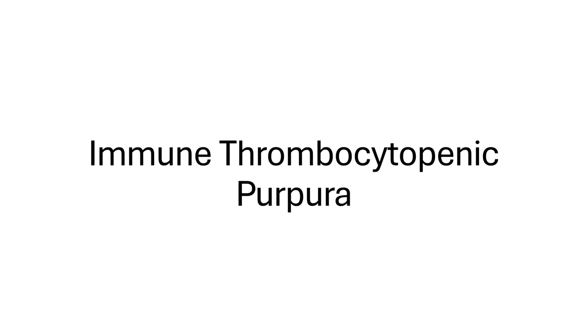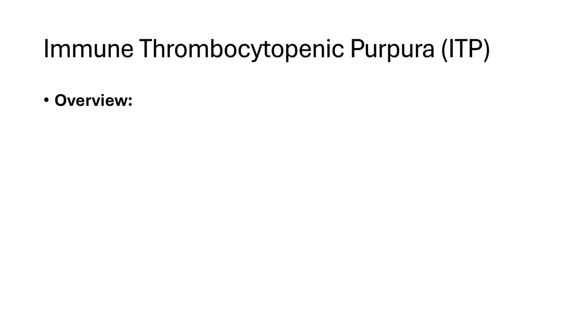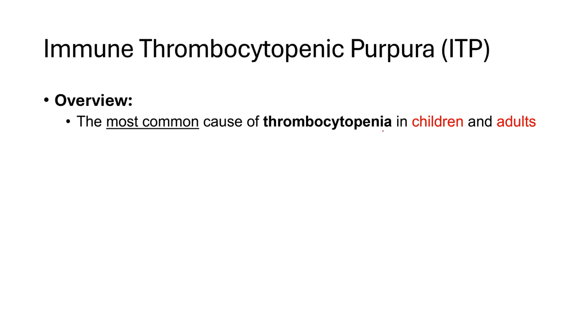Welcome. In this lecture, we'll be discussing immune thrombocytopenic purpura. Let's first go over a brief overview of ITP. ITP is the most common cause of thrombocytopenia, or low platelets, in both children and adults.